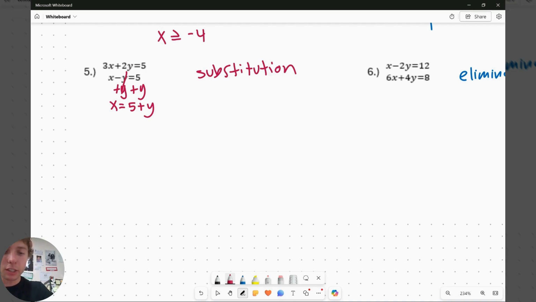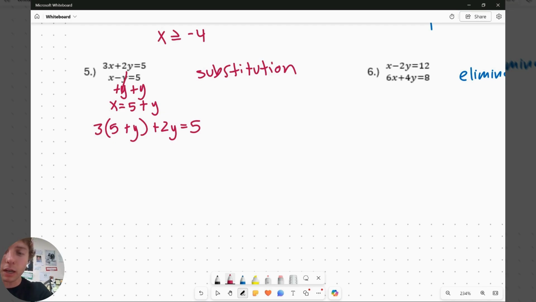Well, let's just say that x was equal to 5. Let's ignore that y for just right now. Well, if x was equal to 5, I could go into the top equation, get rid of that x, and replace it with 5, right? That's what we could do. We've done that a lot throughout our different math classes. But x was not just equal to 5. We said x was equal to 5 plus y.